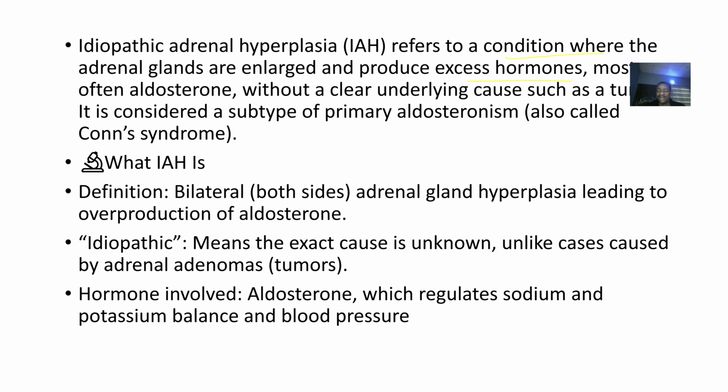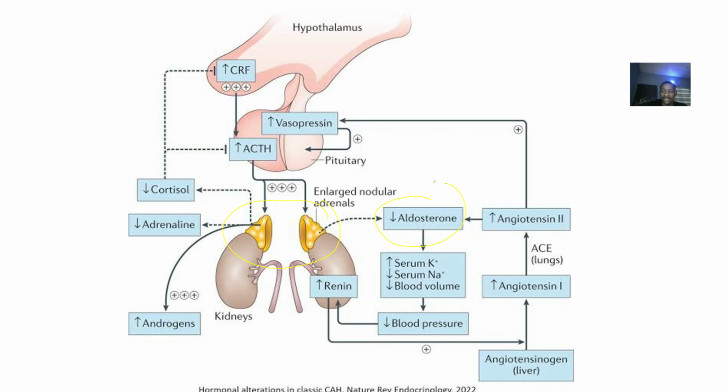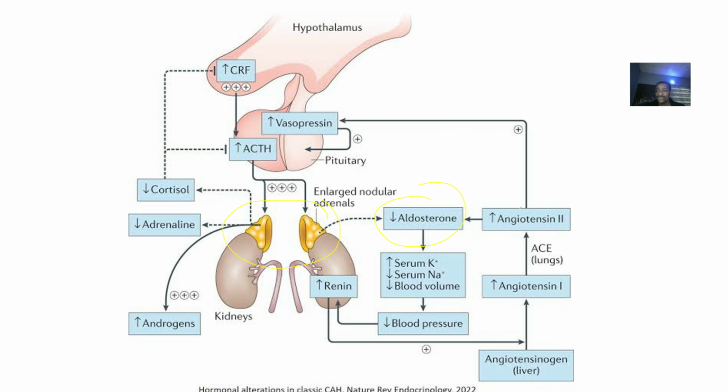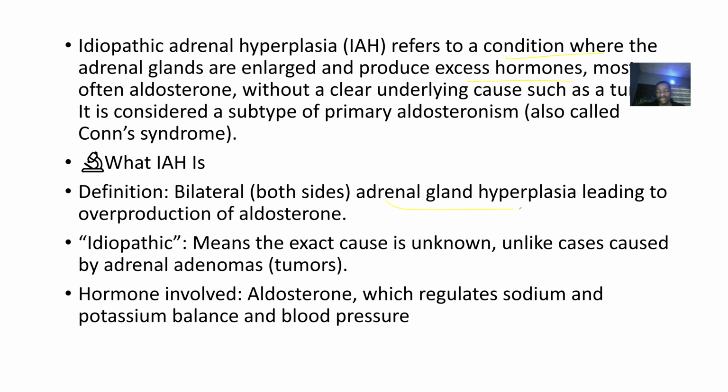You understand? And most of the time it's the aldosterone that is so much. So what is it? It's a bilateral condition that leads to overproduction of aldosterone. Just a summary: idiopathic means that the cause is unknown. You don't really know what is causing it. But there are other cases caused by tumors, and those are not idiopathic. We're trying to focus on the idiopathic. So the hormone that is mostly the culprit is aldosterone.